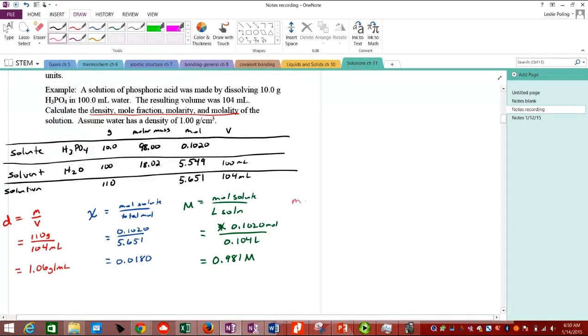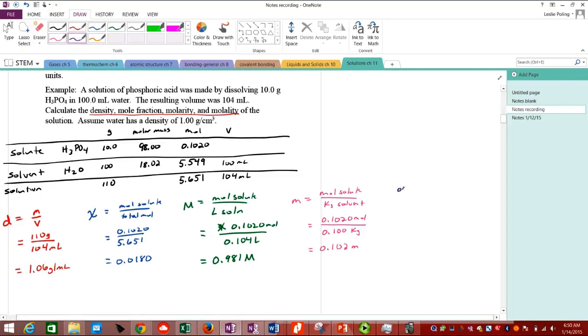So now we need our little m, our molality, moles of solute over kilograms of solvent. Sorry for that earlier typo. So we have 0.1020 moles divided by, we know we have 100 grams of solvent, so that means we have 0.1 kilograms. Don't need a calculator to do this. 0.102 molal.